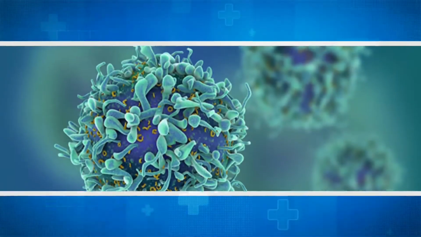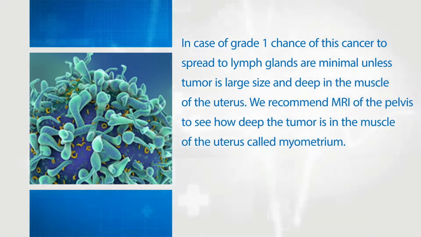In case of grade 1 cancer, the chances of grade 1 cancer to spread to lymph glands are minimal, unless the tumor is a large size and deep in the muscle of the uterus. We recommend an MRI of the pelvis to see how deep the tumor is in the muscle of the uterus, which is called the myometrium.